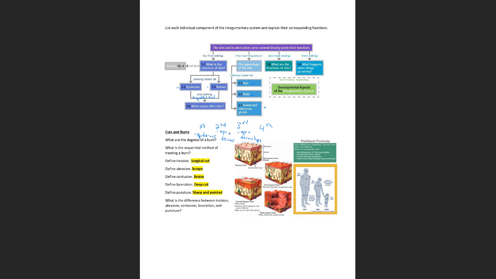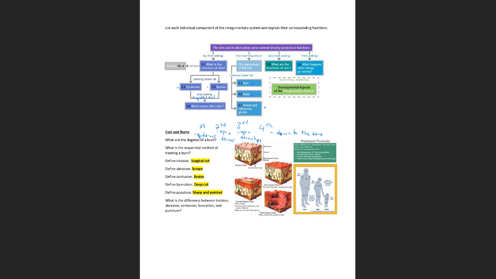And then lastly, fourth degree burn. This is very, very extreme. It'll go down to the bone. There's a lot before you hit the bone. You have skin, you have connective tissue, you have muscle, you have fat. So for you to get all the way down to the bone, you're burning down a lot of structures.